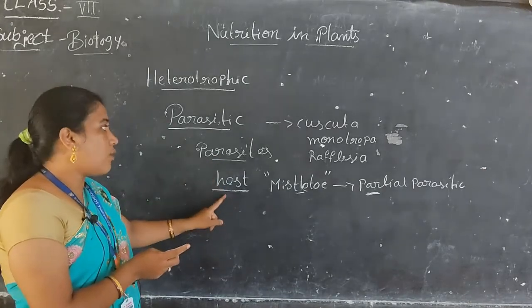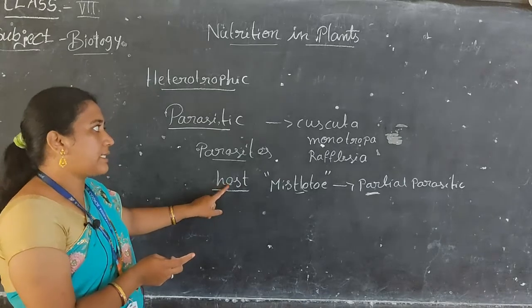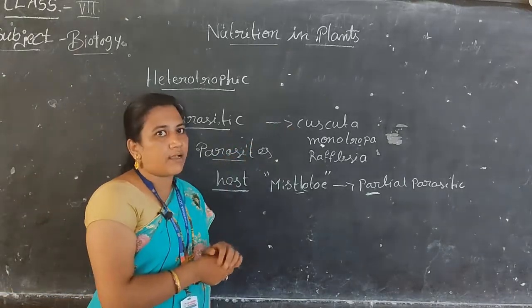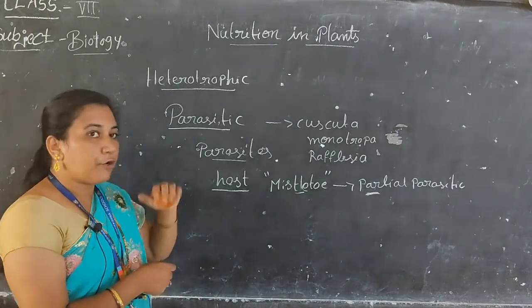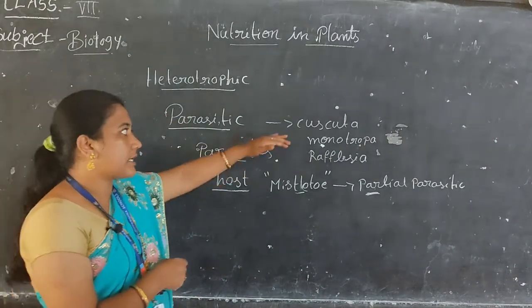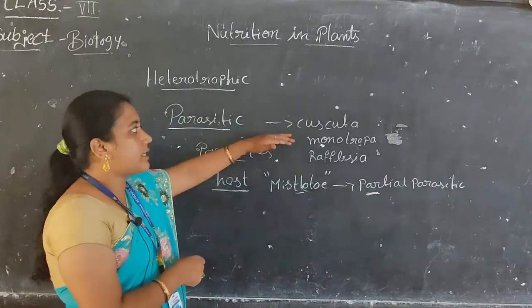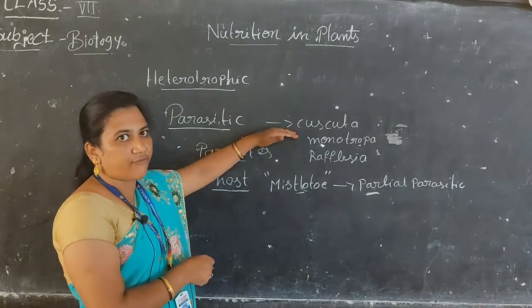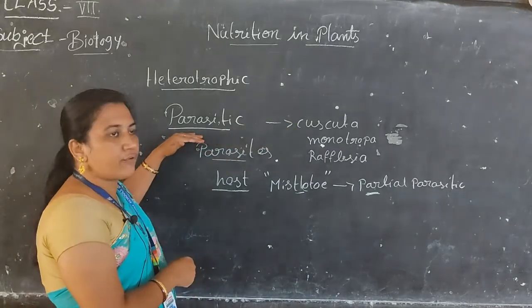The organism which gives a host for this parasite is called the host. For example, if you take Cuscuta, it is completely pale yellow in color. We can see it on top of the plants. This Cuscuta takes nutrients from the other plants. This is the parasitic mode of nutrition.